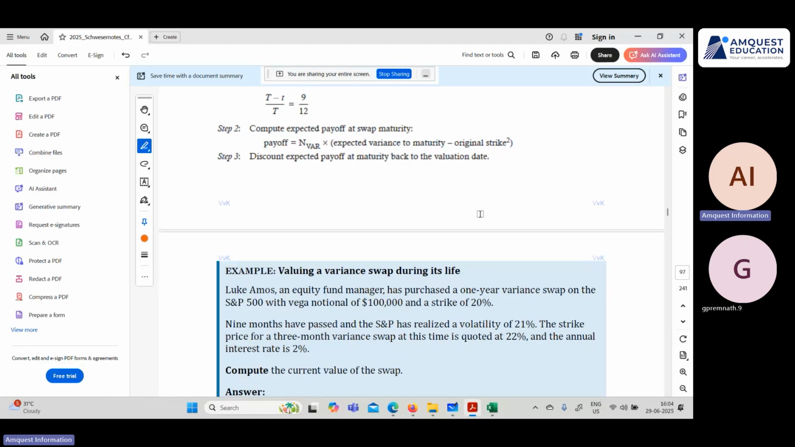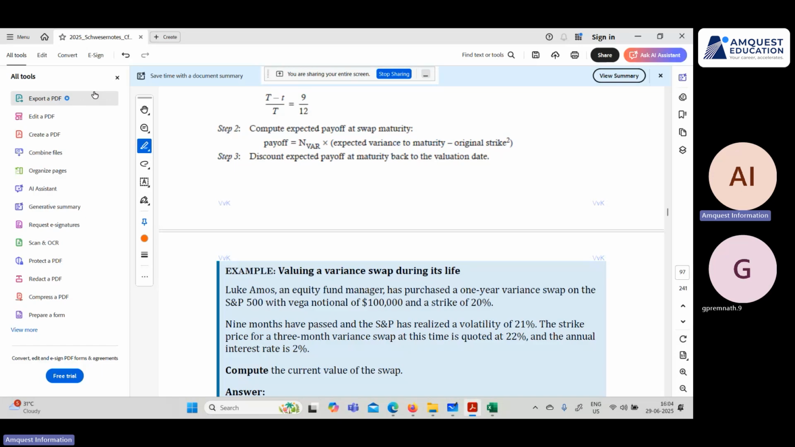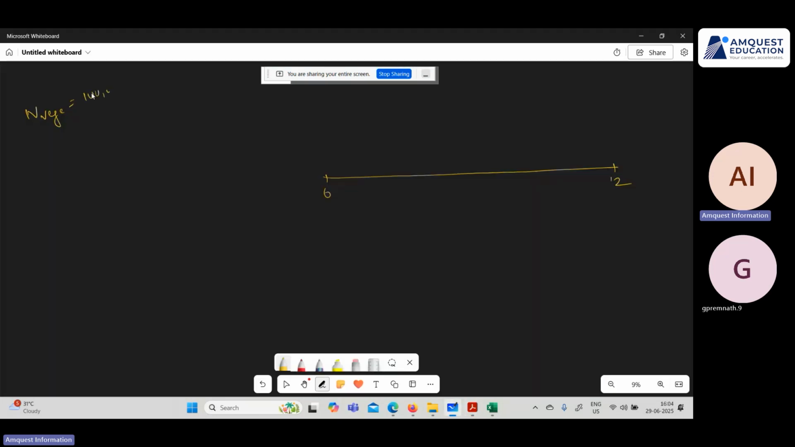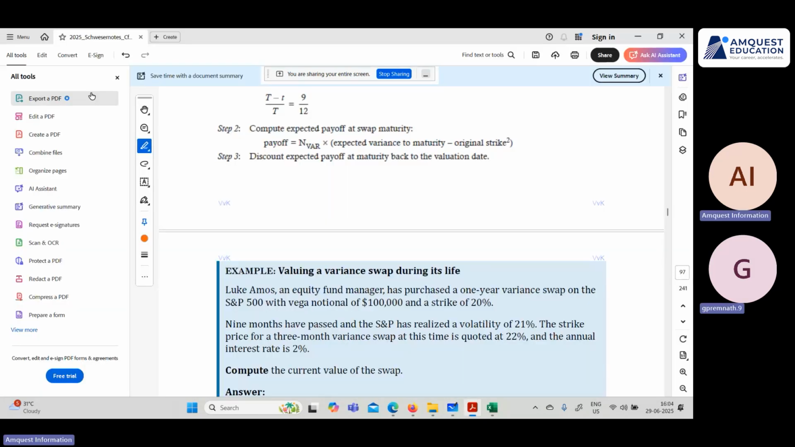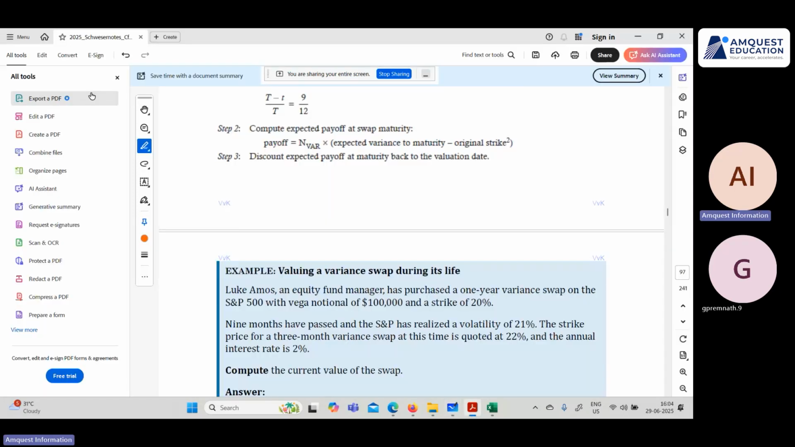Okay. So basically, it was 0, and it was 12, right? Yeah. And they said that N Vega is being given by 100,000. K is 20%. 9 months have passed and it is 21%. So I'll call it as 9, right? So sigma here is 21%.